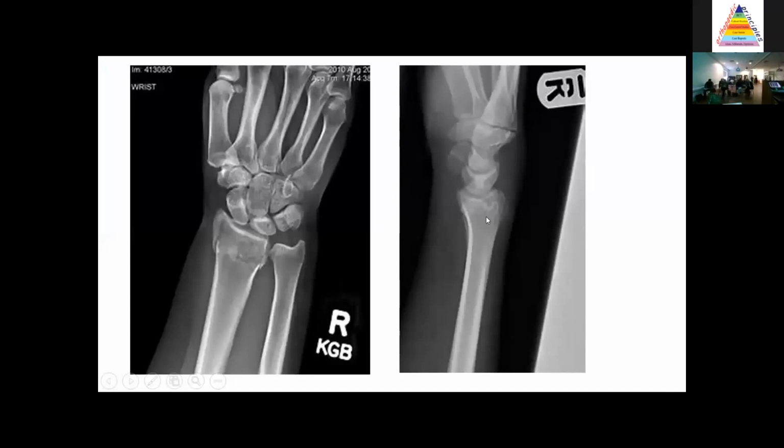Just a 30-year-old chef who fell from a standing height. Tell me what you think of these radiographs.